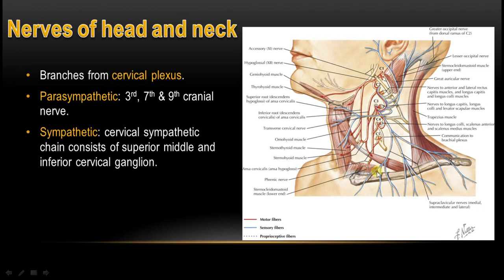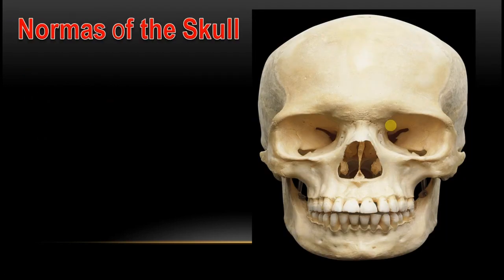We have ganglia in between them: superior, middle and inferior cervical ganglia. Fibers from there arise and travel along with the blood vessels, and they innervate the structures outside the skull as well as the interior of the skull. So that is the sympathetic and the parasympathetic part of the head and the neck.